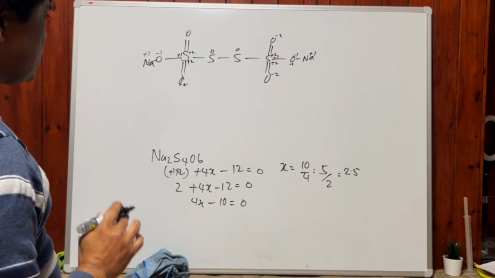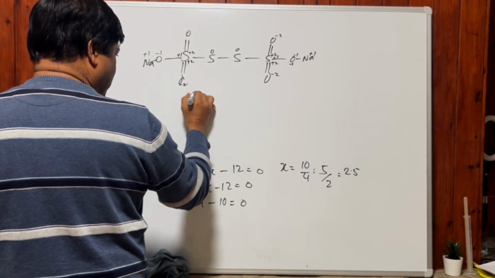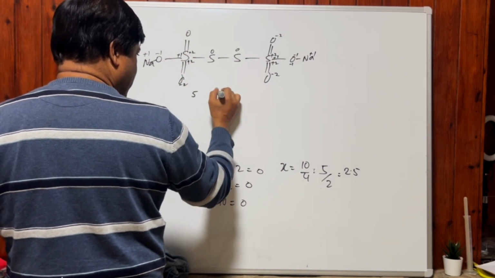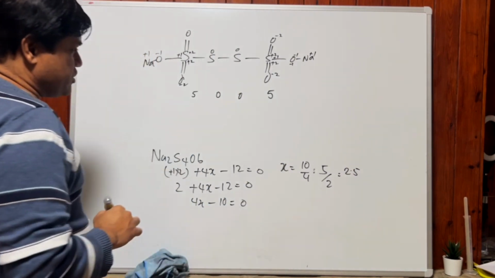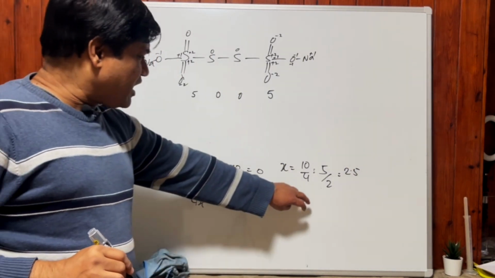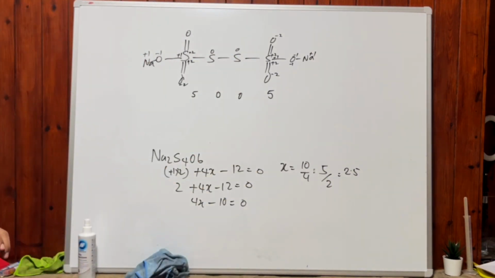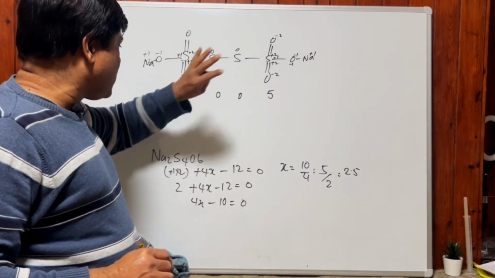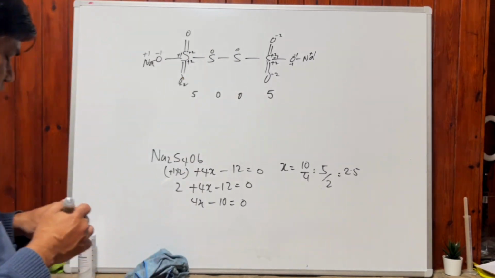So each sulfur has plus 5 oxidation state. This sulfur has plus 5, this sulfur has 0, this sulfur has 0, this sulfur has plus 5 oxidation state. This is actually the average oxidation state of all the sulfur, which is wrong. We can't use the formula to figure out the oxidation state of sulfur in sodium tetrathionate.